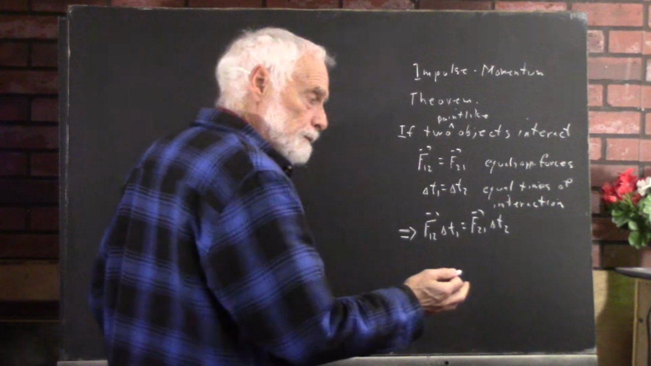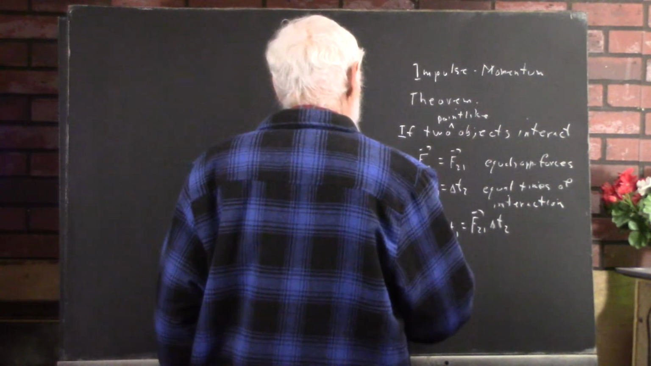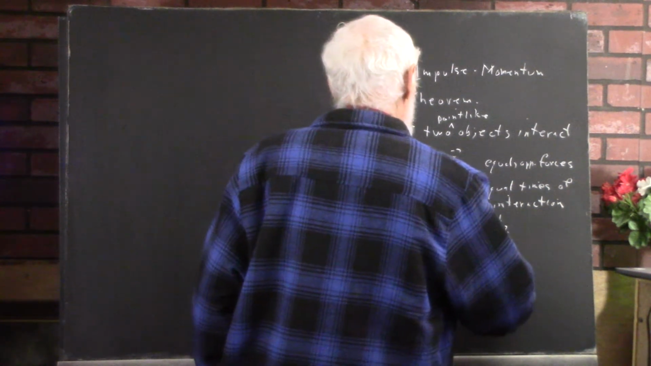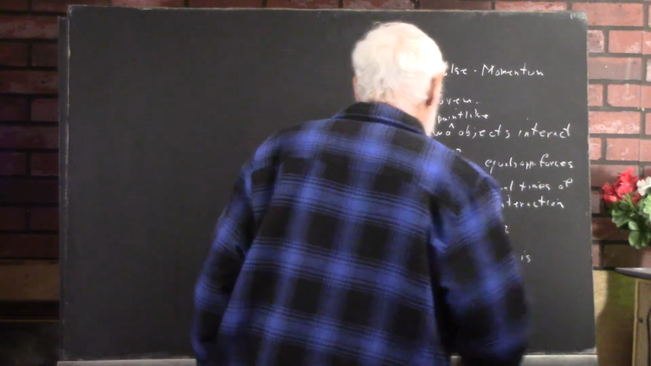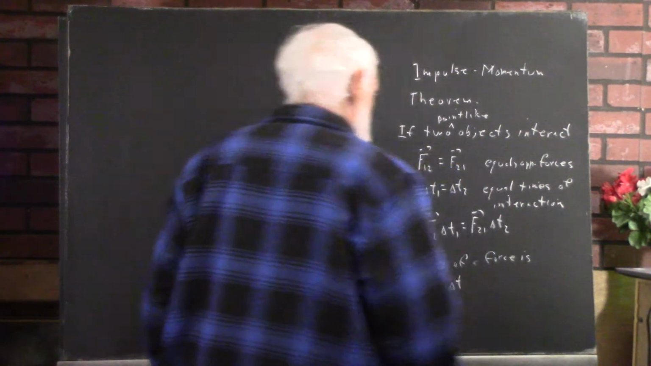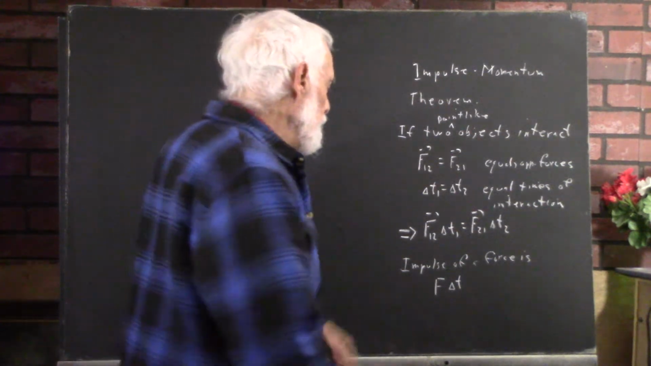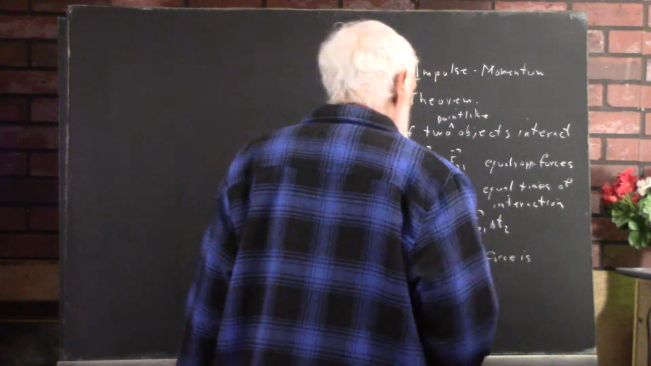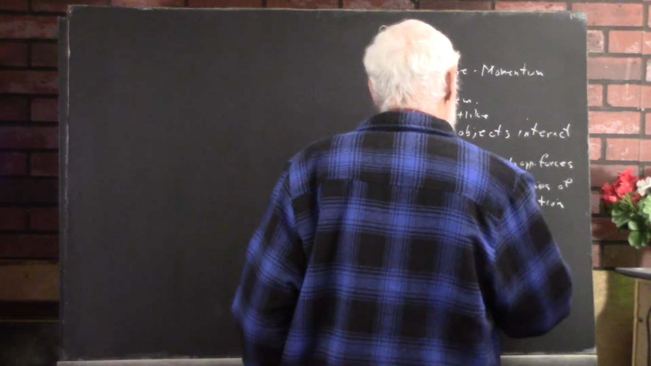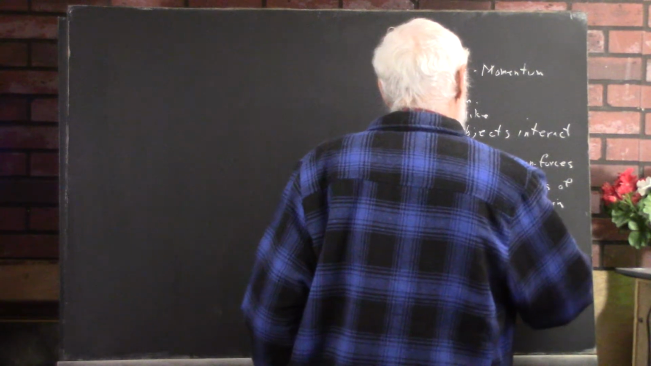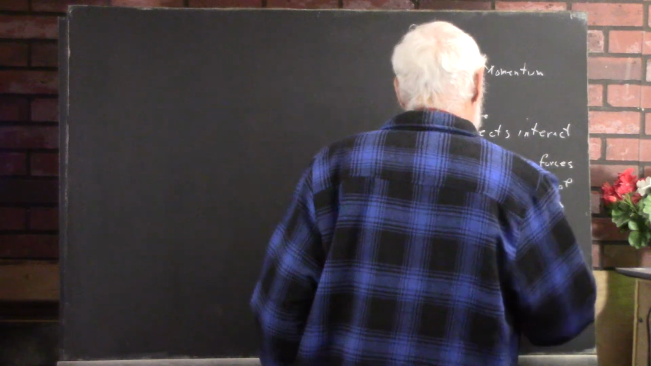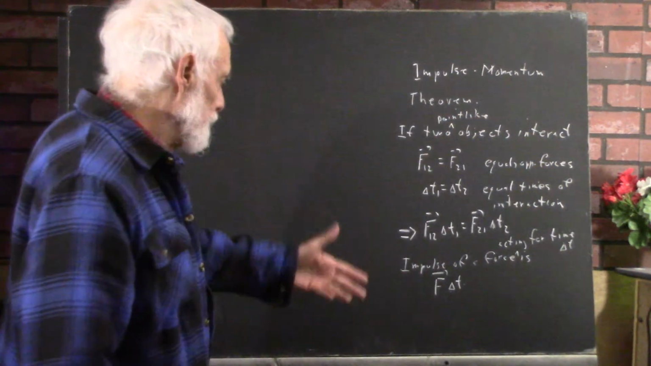Well, in general, the impulse of a force is F delta T. And I'm not going to write it out, but that's where F is your force and delta T is the time. Okay? And we could say a force acting for time delta T, okay, is F delta T.